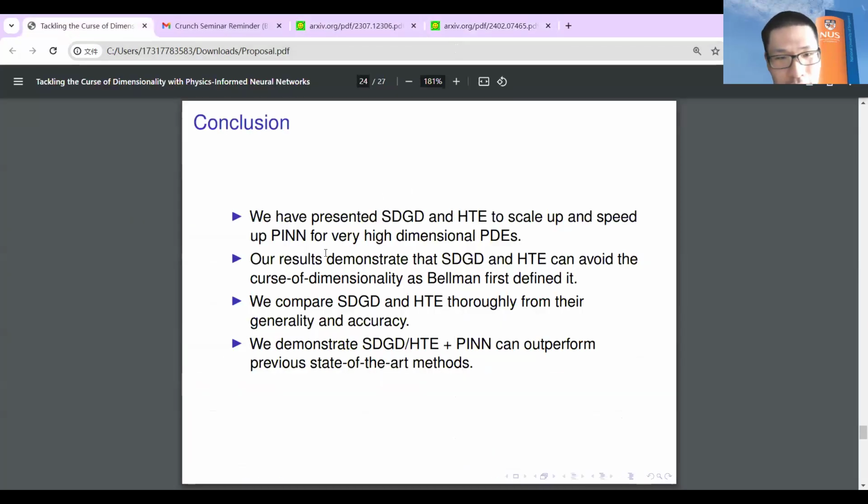And here's the conclusion. We have presented SDGD and HTE to scale up and speed up PINN for very high dimensions, especially millions or thousands of dimensions, and our results demonstrate that this method can avoid the curse of dimensionality to some extent, as Bellman first defined it. We compare them thoroughly on generality and accuracy, and we show that SDGD plus PINN can outperform the previous best method and also do something that previous methods cannot do.